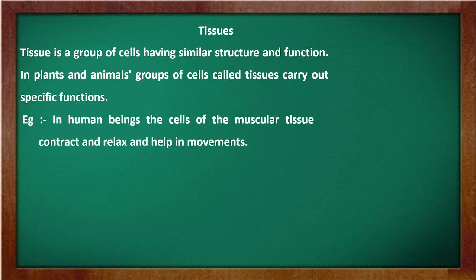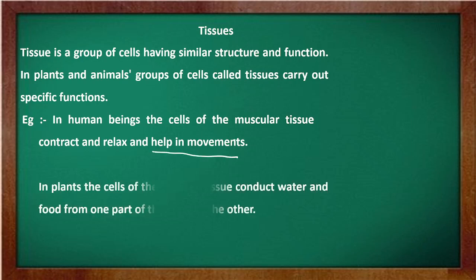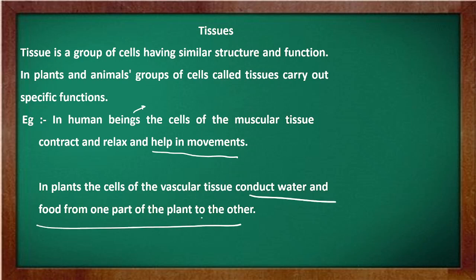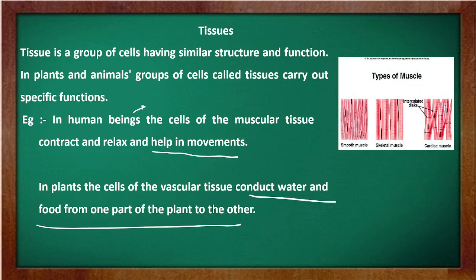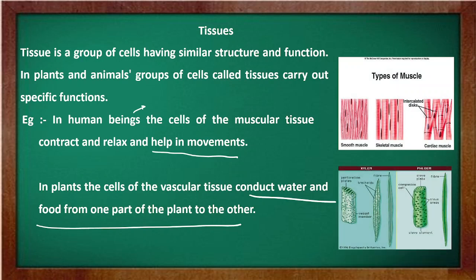In human beings, the cells of the muscular tissues contract and relax and help in movements. This is the case in animals, because human beings come under animals. In plants, the cells of the vascular tissues conduct water and food from one part of the plant to the other part. These are some types of muscle tissues, and this is a type of plant tissue, where xylem and phloem have been shown. This is xylem, this is phloem. Xylem helps in the transfer of water, and phloem helps in the transfer of food. Similarly, these are the muscles which relax and contract, and they help in movement.